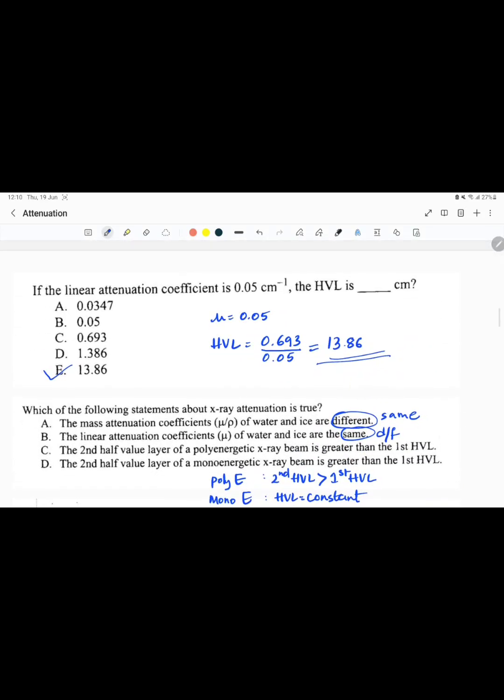Next question, which of the following statements about X-ray attenuation is true? The first option, mass attenuation coefficient of water and ice are different, is wrong because it is the same. The linear attenuation coefficient of water and ice are the same is again wrong because it is different. Option C, the second half value layer of a polyenergetic X-ray beam is greater than the first half value layer. So this is correct. Option D, second half value layer of a monoenergetic beam is greater than the first HVL, is wrong because it is constant in monoenergetic beams.